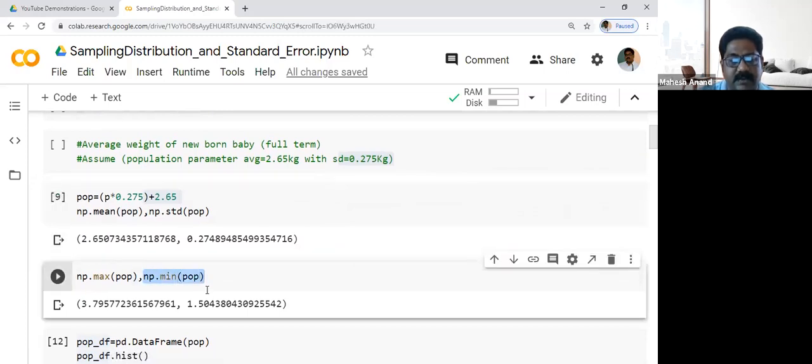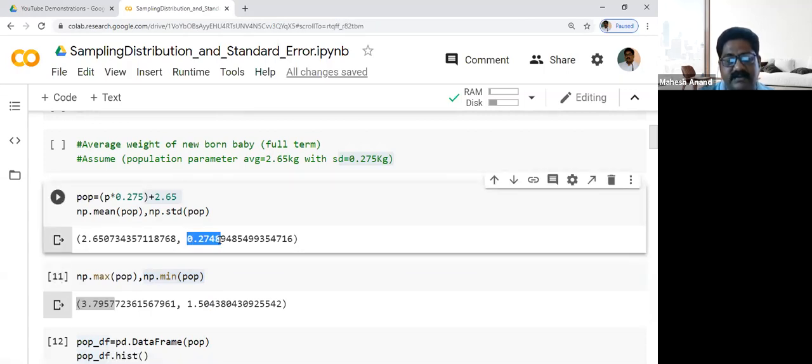You check the min value of the population is 1.5. The possibility is there, right? In a lot of places there are very underweight, malnourished babies, because the samples are taken randomly across the country, so in some places, very rural areas where there is malnutrition, though it is a full term baby, we may have a weak 1.5 kg, up to the upper limit 3.79, with a standard deviation of 0.274, right?